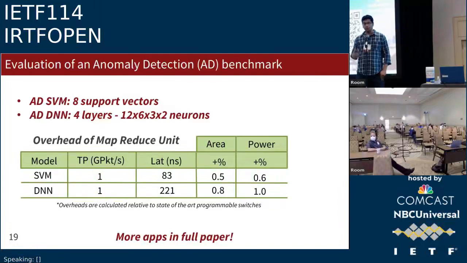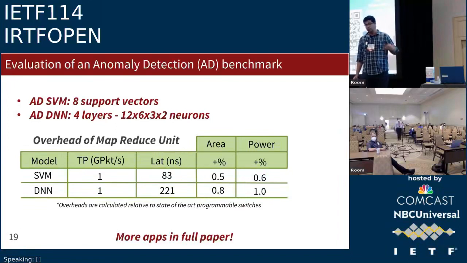And jumping into one of these applications, I've been using anomaly detection as a recurring example here. We tried out two different types of anomaly detection with support vector machines and a deep neural network. For both models, you can see in the throughput, it's 1 gigapacket per second, which is the line rate for high-end switch pipelines like your Tofinos and Broadcoms. The latency that we added was in the hundreds of nanoseconds or less.